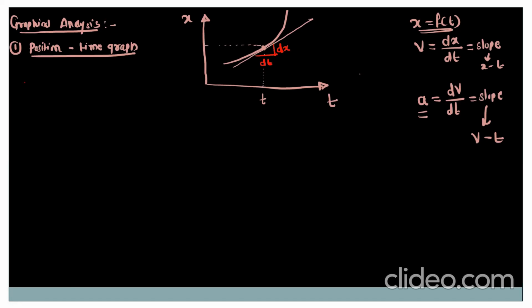So slope of this line, slope of the xt graph, is nothing but dx by dt, and this dx by dt is nothing but the velocity. So this is how you can find out the velocity of the particle if the position and time graph is given. So velocity is equal to dx by dt, and that is nothing but the slope of the position time graph.